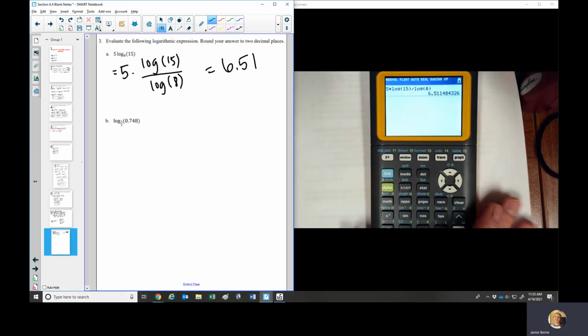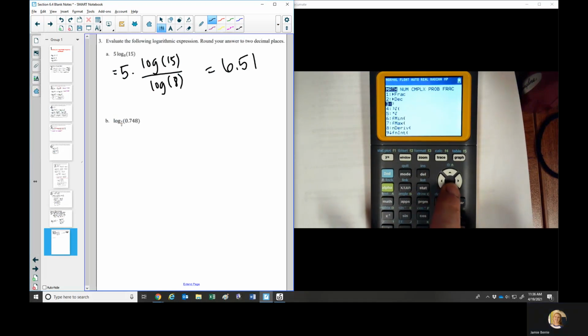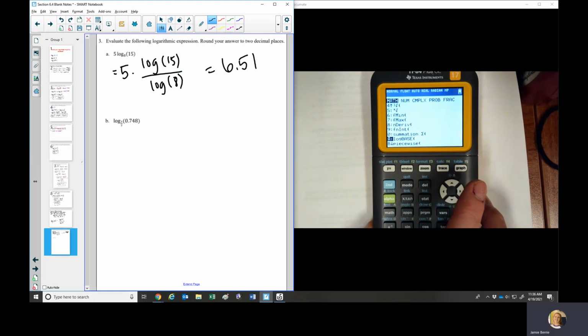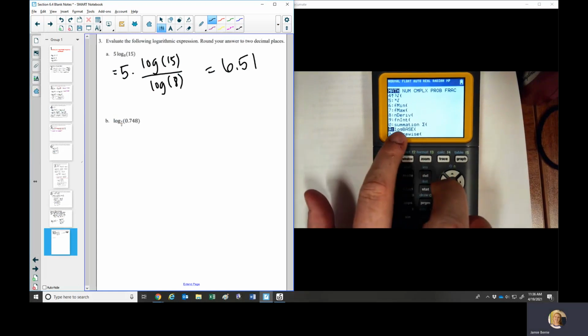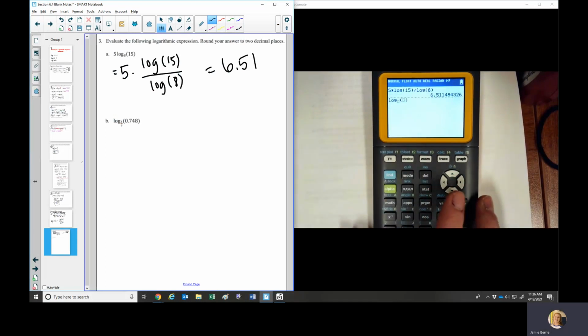Now, I just learned the other day, some of you may already know this, but I just noticed this when I was looking at the calculator, that if you go to the math menu and you scroll way down, this is on a TI-84 Plus, you have this function in the calculator where you can plug in any base for a logarithm. So you could use this if you wanted to. You could do 5 times log base 8 of 15. Same answer.